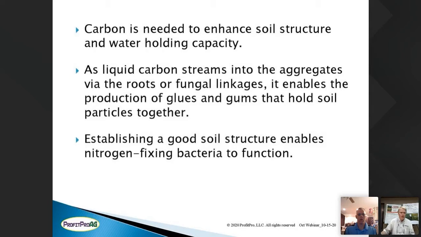They also produce a lot of what we call glues or gums or globulin that really help create a really strong soil aggregation that, again, allows for water percolation, but also allows the nitrogen to come in to be fixed by those microbes in the soil that can turn that atmospheric nitrogen into usable amino acids and other nitrogen sources for the plant. So that's a very, very important process and function.